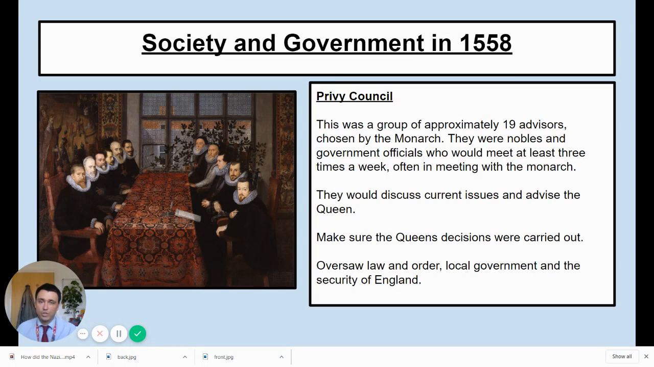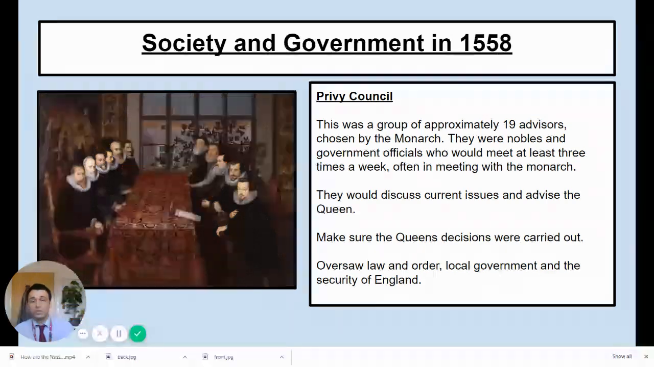For example, what should they do about certain countries? How should they treat the poor in England? How could the country make more money? What should they do about religion? And they would give their own views. They'd give their own advice to Elizabeth as well. But their job was to make sure once that meeting was over, even if they'd not been listened to at all, they had to make sure the Queen's decisions were carried out. And that meant they oversaw the law and order, local government and the security of England. So the Privy Council, incredibly important to Elizabeth.